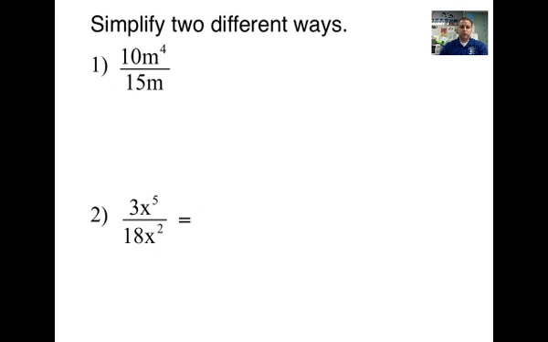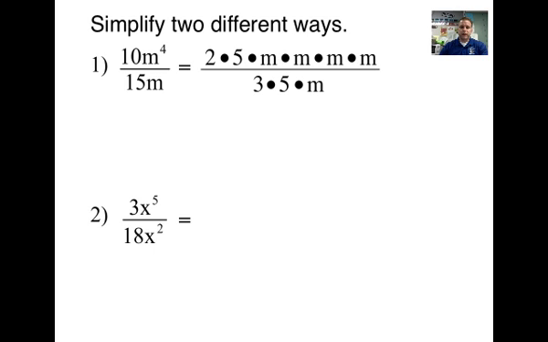Simplify two different ways. The first way would be to expand it out like we've done before and cross out what we know. So we cross out the 5s, cross out the m's. There's nothing left on the top and the bottom. So that could simplify to 2m to the third divided by 3.